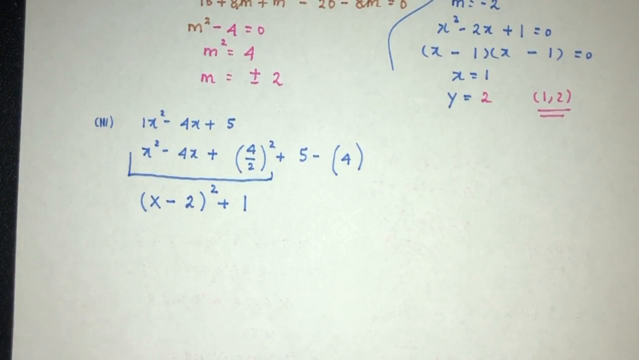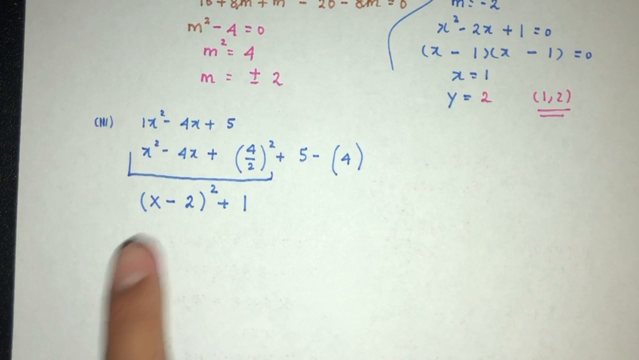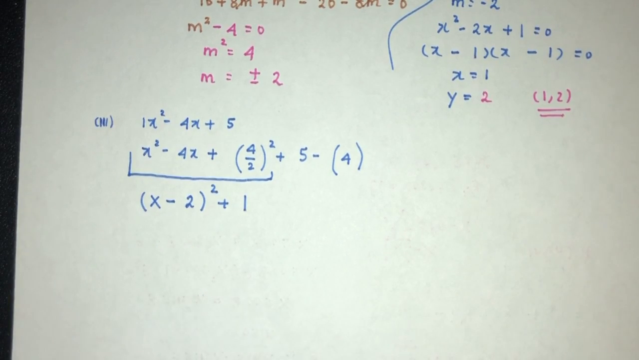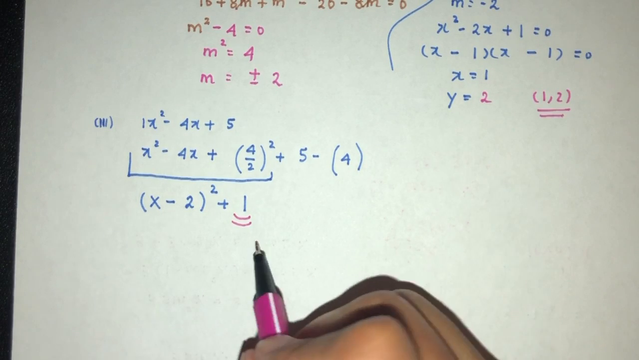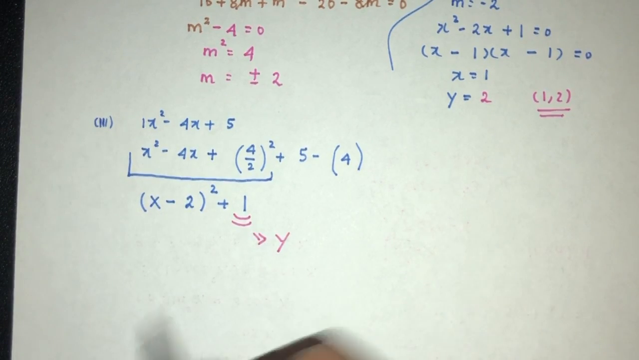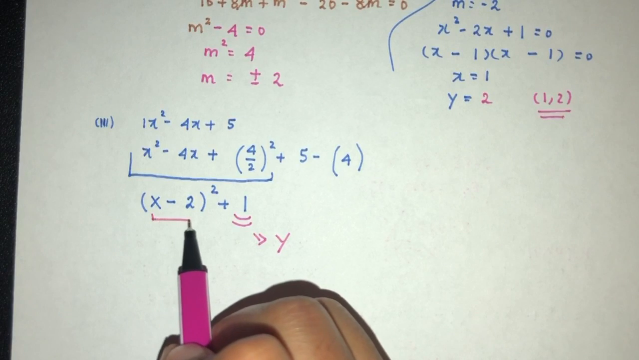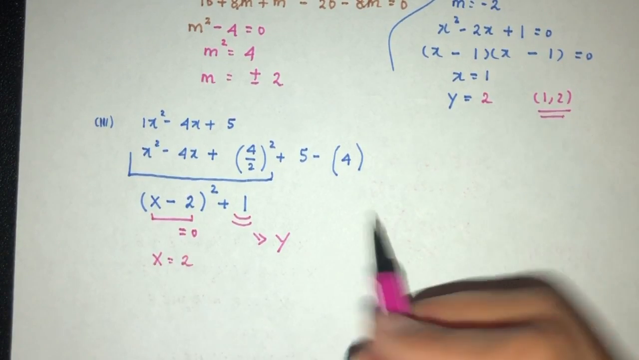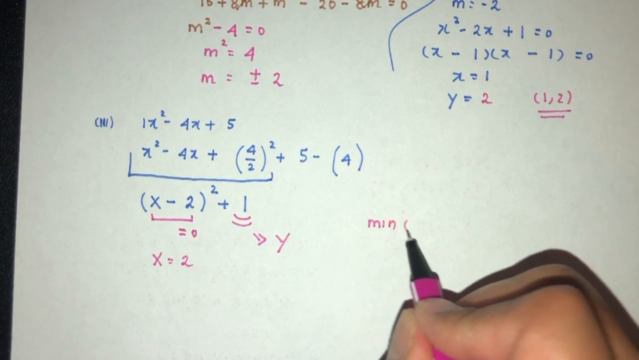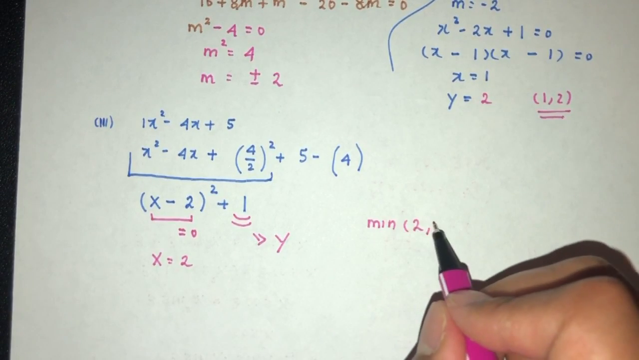So in this form, it gives you this. Now we have to write down the minimum point. Again, we can use this to find the minimum point. So the value at the end will always be the minimum value, which is the y value, right? And the value inside we have to equate to 0, that will be x is 2. Hence, the minimum point will be 2 and 1.